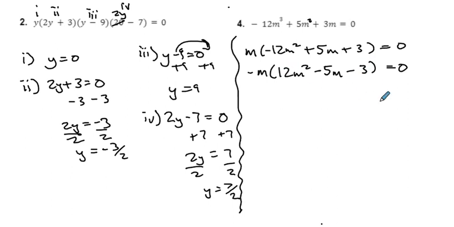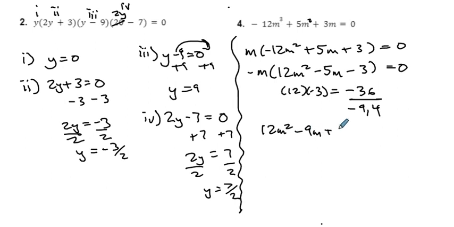So we're going to go 12 times negative 3. All right, that's our AC. 12 times negative 3, and that gives you negative 36. And then two factors of negative 36 that add up to negative 5 are going to be negative 9 and positive 4. So let's rewrite this. So we got 12m squared, and you rewrite this term using these. So minus 9m plus 4m minus 3 is equal to 0.